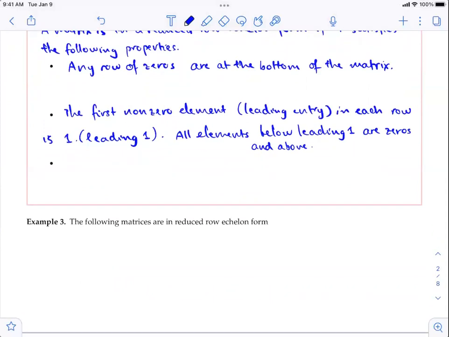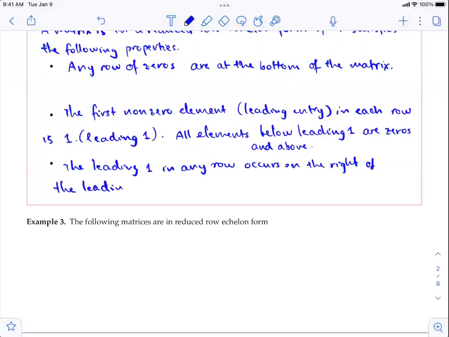Now, the third property is that the leading 1 in any row occurs on the right of the leading 1 above it, of the row above it.